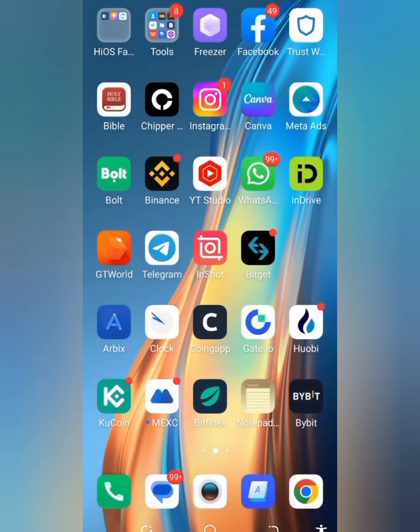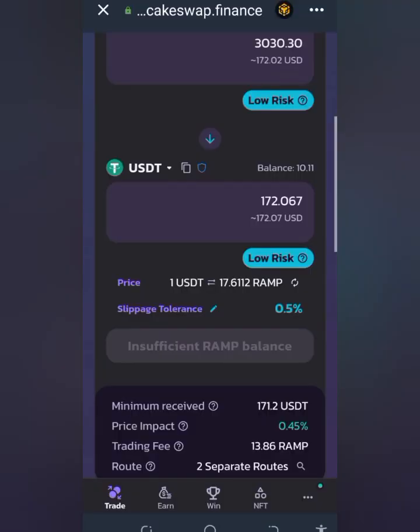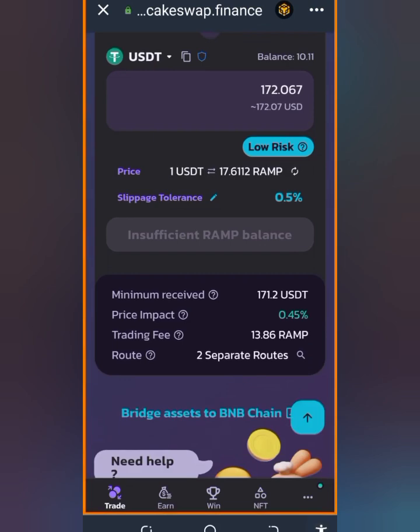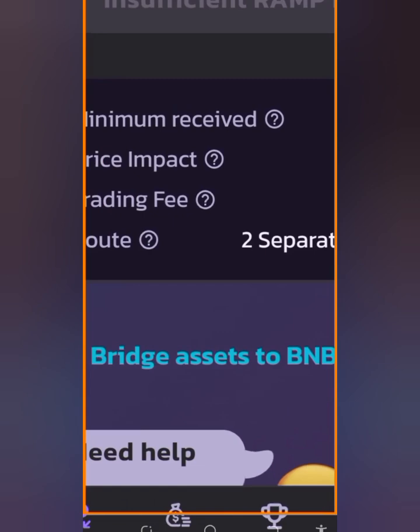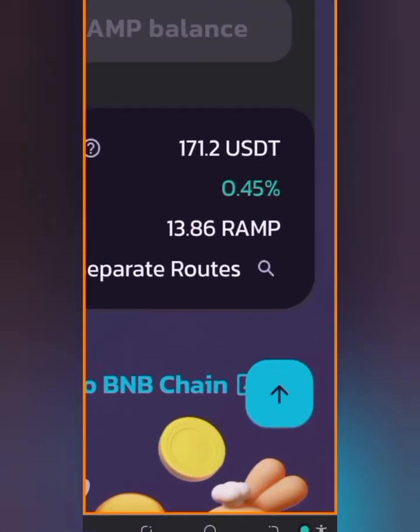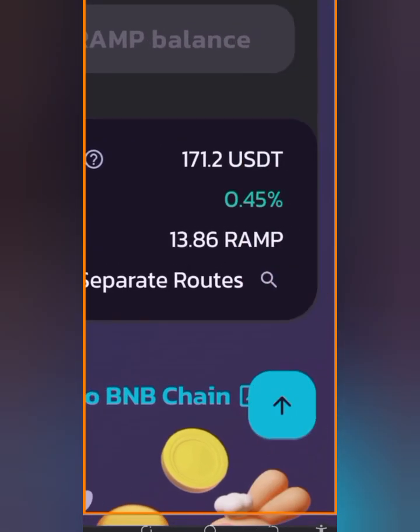Let me go back to PancakeSwap, because there's going to be a transaction fee. It's going to show us here. The transaction fee is going to be 13.86 RAMP. I don't know what that is in dollars. Maybe 20 cents, because it's showing us that it's going to be one. Okay, it's going to be this.